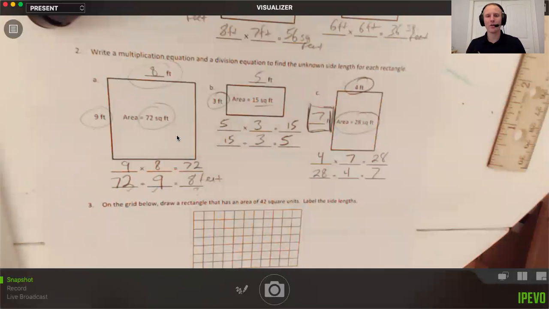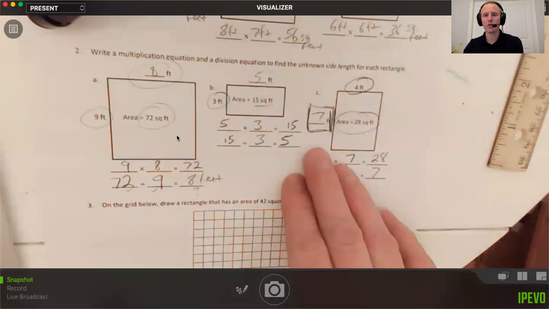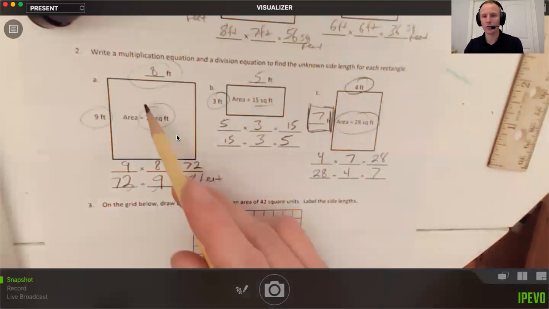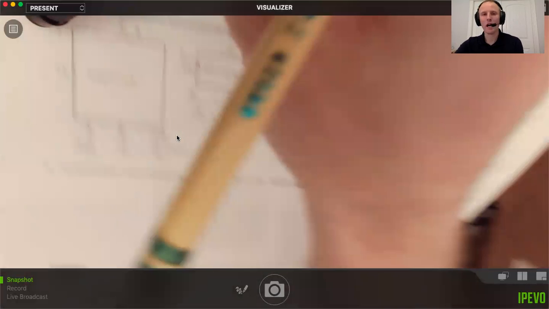So this is presented to you in a new way because it's area, but this is not new work. We've been working with multiplication, division, turnaround facts, and solving for missing pieces literally since day 1 of 3rd grade math. So it looks different because you now have rectangles and you're using different units with area, but the work itself is not new because we have been working with this all along. We're just applying it in a different way.